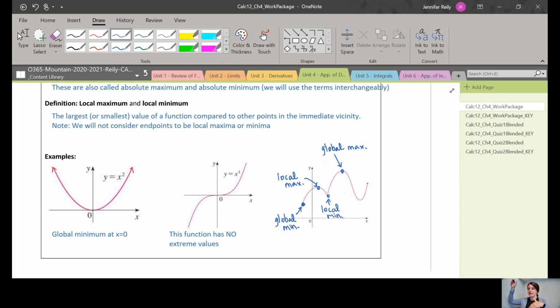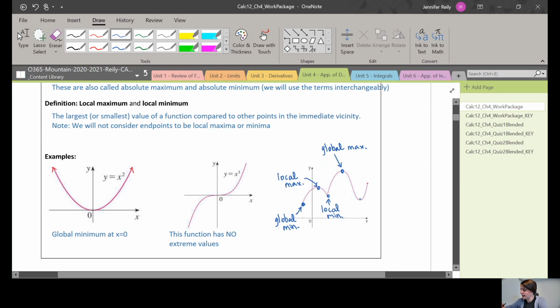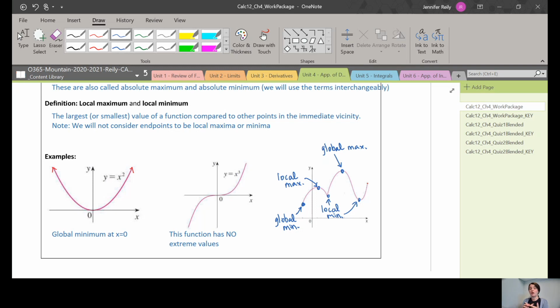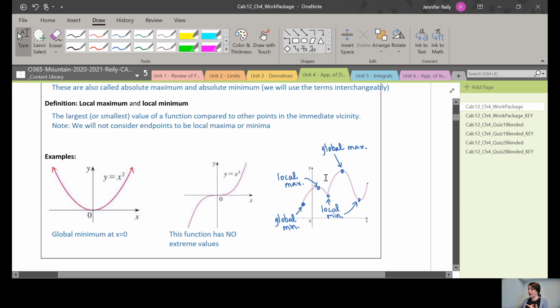I like to think of them as peaks and valleys on the graph. And then this point here is again a local min. So this graph has a lot going on. It's got a global min at an endpoint. It's got two local minimums. It's got a local max here and then a global max here.